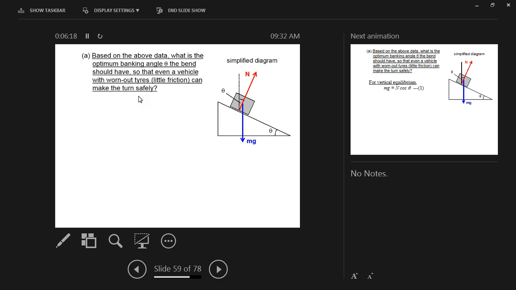So step 1, we always draw the free body diagram. Step 2 will be to resolve forces. Consider equilibrium in the vertical direction. And horizontally, is there any equilibrium? No, because it's going round in a horizontal circle. So the approach is the same. I'll give you some time, you work it out now.